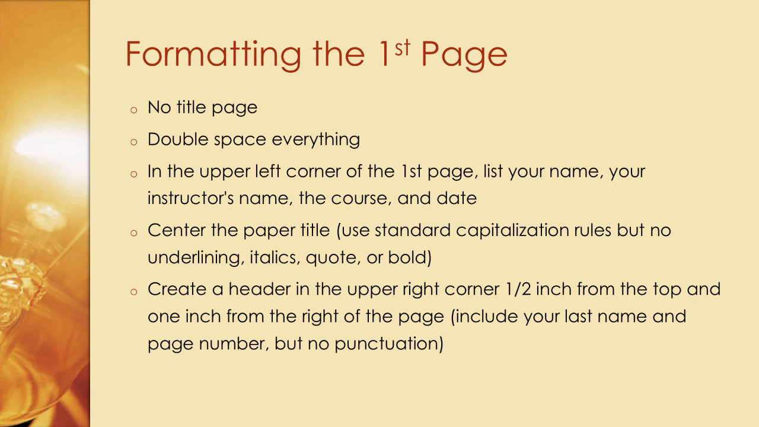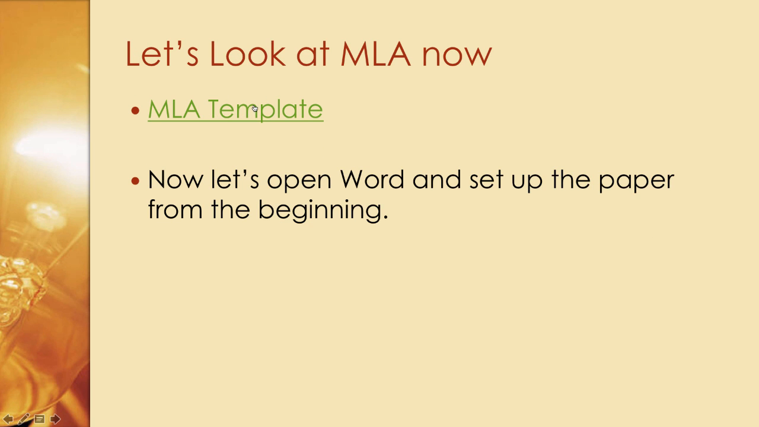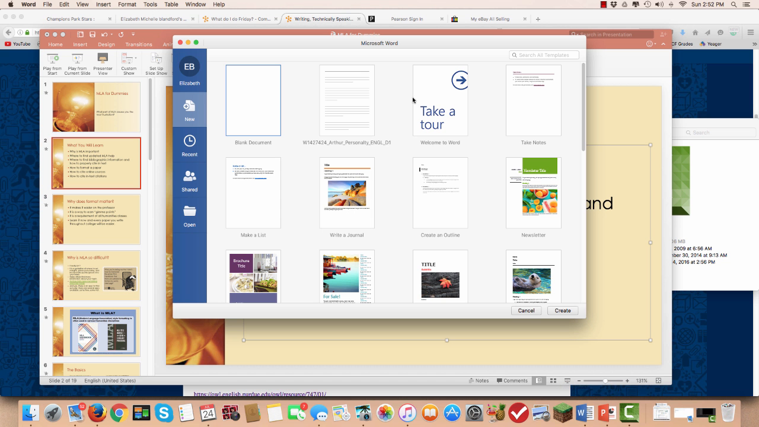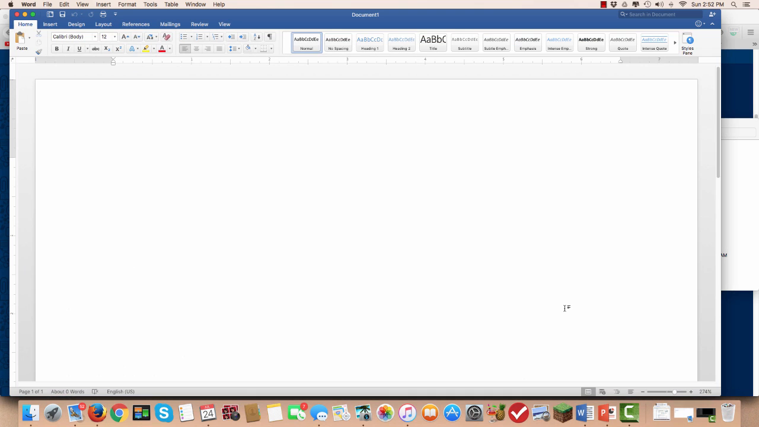Create a header in the upper right-hand corner, which is a 1/2 inch from the top edge of the right of the page, and include your last name and page number. But no punctuation goes into that. So let's look at an MLA template right now. Let's open up a Word document now. I have a Mac, so my screen might look a little different from yours, but generally speaking, it'll be the same general idea. When you look at a Word document, it is automatically against MLA formatting. So you have to go in and fix it yourself.